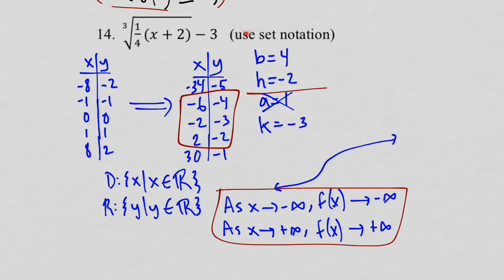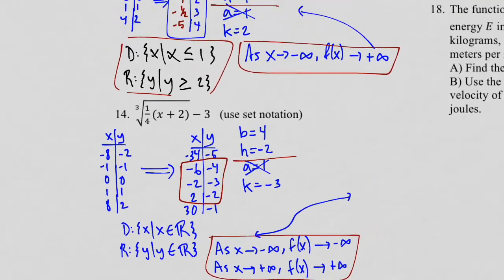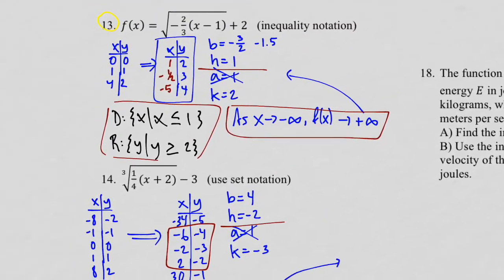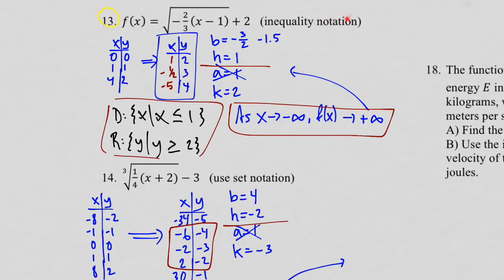It says that we're supposed to use a certain notation for the domain and the range. So this one says use set notation. That's correct. We use the correct notation. But I need to go back to the last one that we did to make sure we use the correct notation. It says use inequality notation.